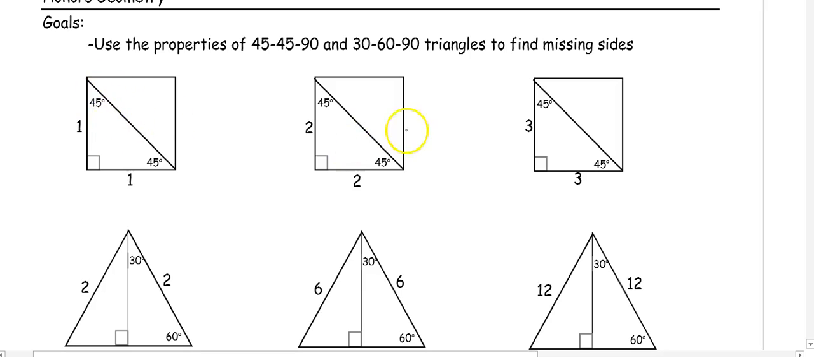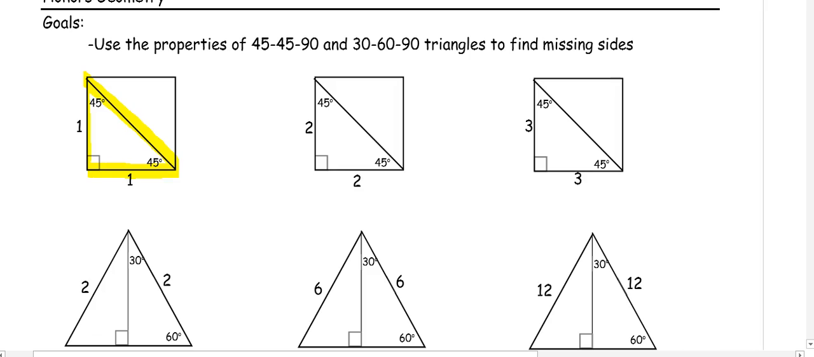In these three figures, we have squares with a diagonal drawn in. So the diagonal is bisecting the right angles into a 45-45-90. We're going to focus on just the triangle for now, and we want to figure out what's the length of that diagonal.